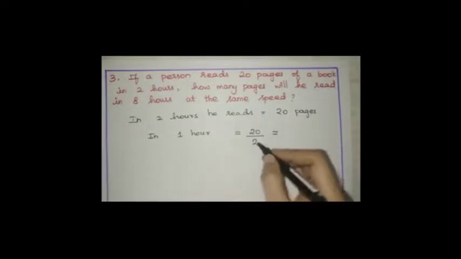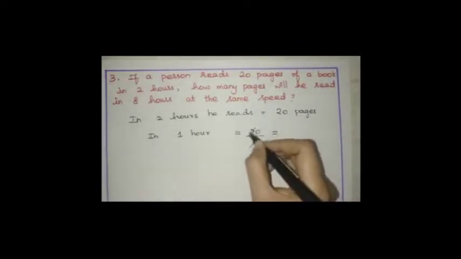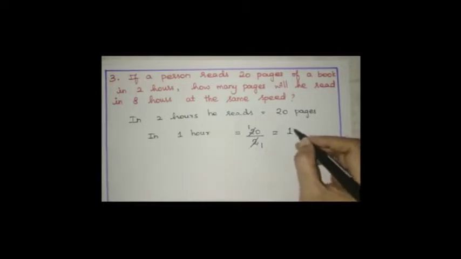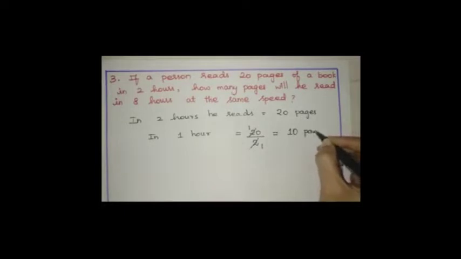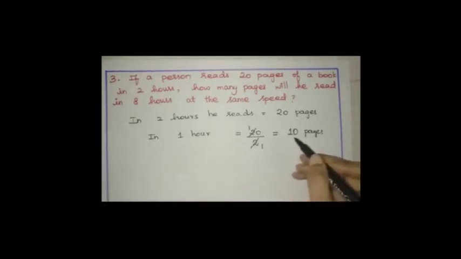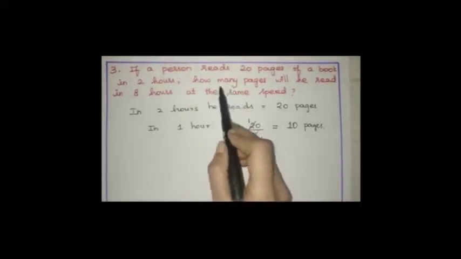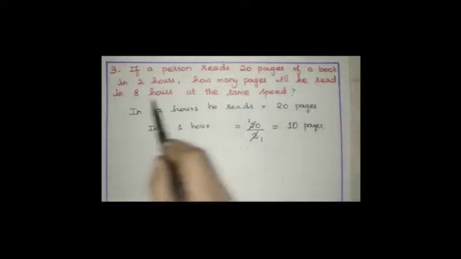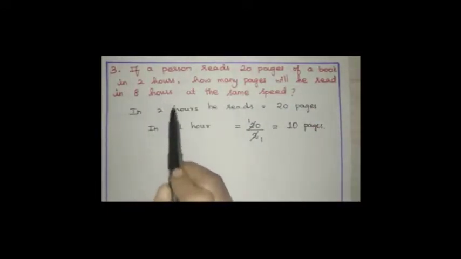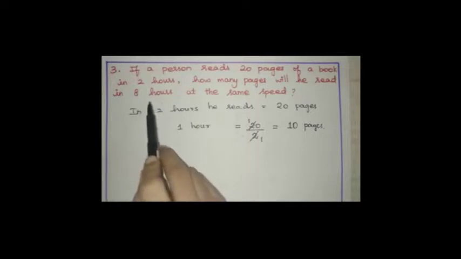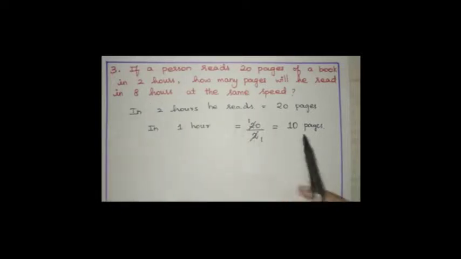So I will get 2 ones are 2, 2 ones are 2, the remaining 0. I will get 10. So in 1 hour he reads 10 pages. You have to find how many pages will he read in 8 hours. So this is the final step. So you have to multiply this 8 hours with this 10 pages, because in 1 hour he reads 10 pages.